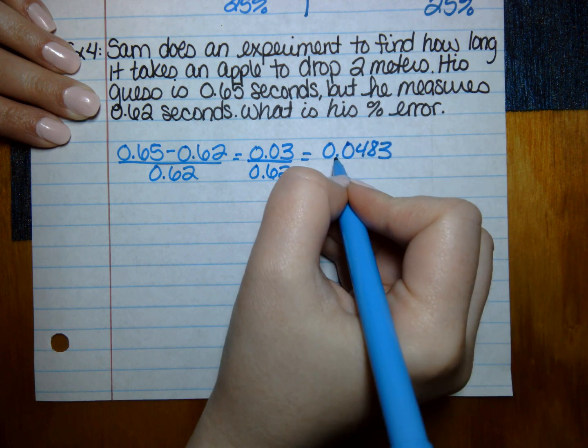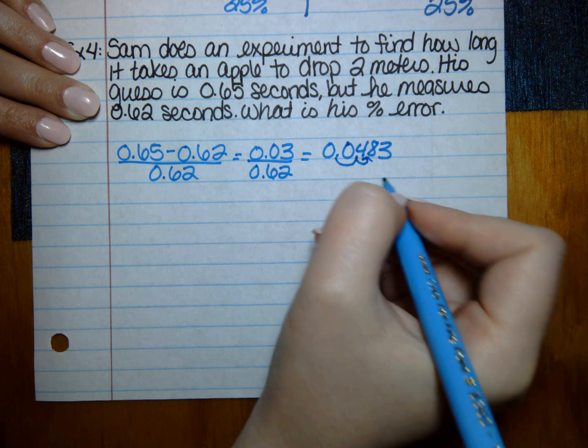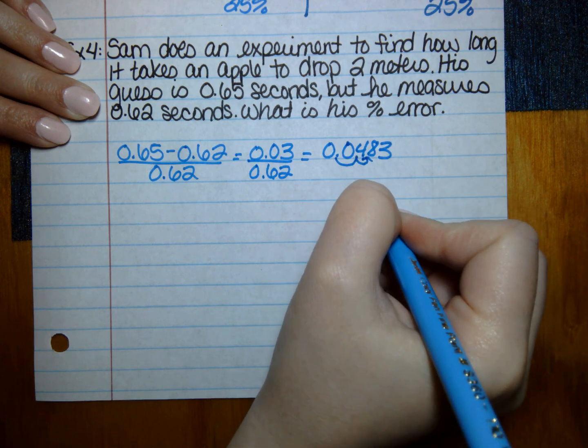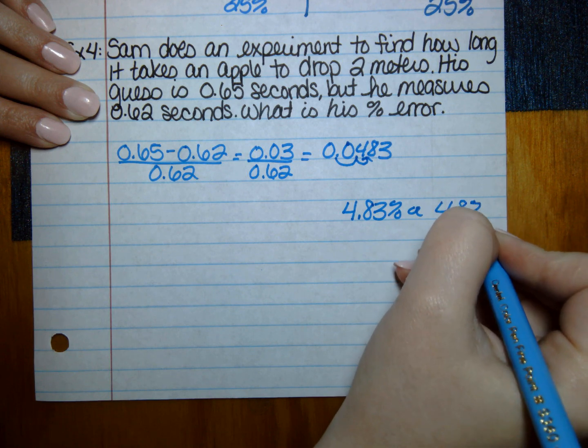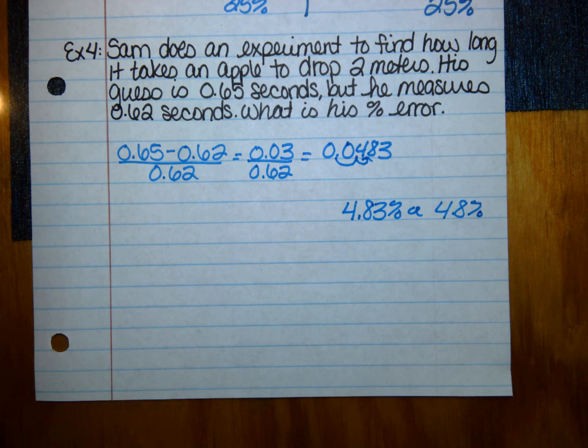0.0483. Move my decimal 2 places, so it's going to be 4.83% or 4.8% error. Again, the one key is to remember that your percent error is always measured with positive values.